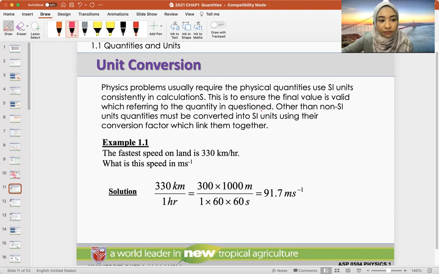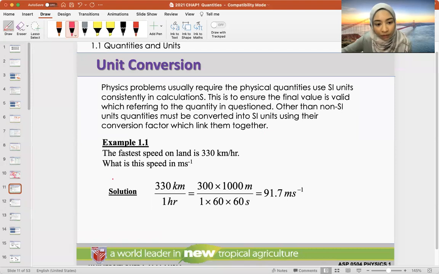All equations in physics use the SI unit unless they tell you it does not use SI unit, which is very rare. They will tell you, but this is not a common situation. So just use SI units in equations. Non-SI unit quantities must be converted into SI unit using their conversion factor, which links them together.